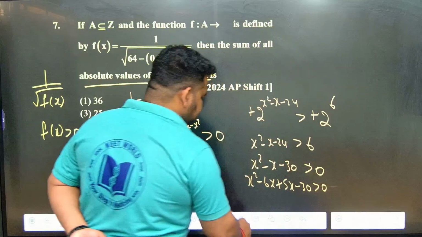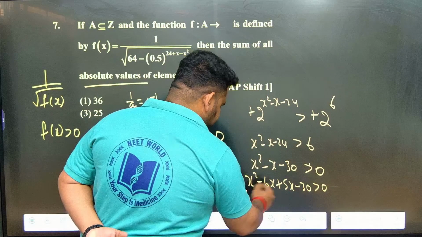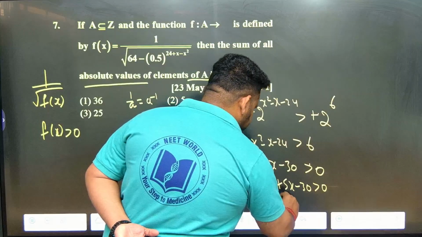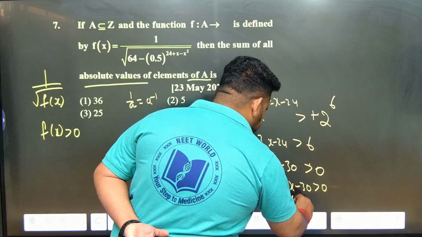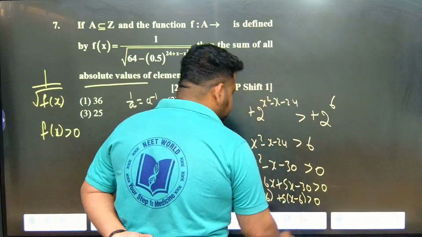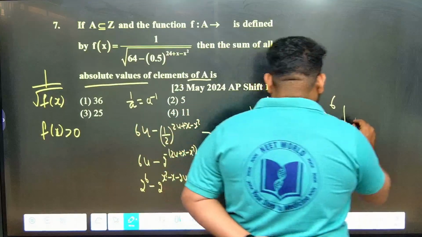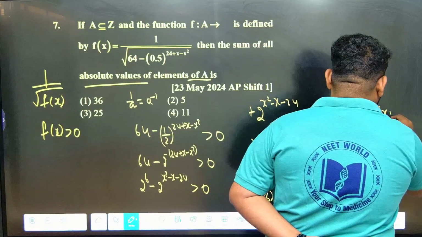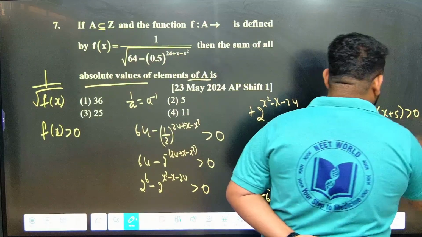So what are the factors that I will be having? I am just solving the quadratic equation. X into x minus 6, plus 5 into x minus 6 is greater than 0. So I can write this as x minus 6 into x plus 5, which is greater than 0.